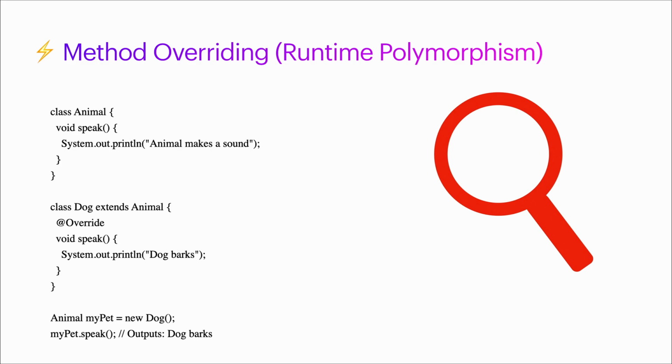Now, when I call the new object Animal myPet = new Dog, what should I expect? I expect it to say Dog barks because the method has already been overridden by the Dog class, which means it's no longer Animal makes a sound, but now Dog barks. All right.